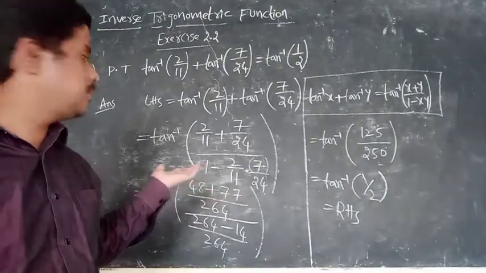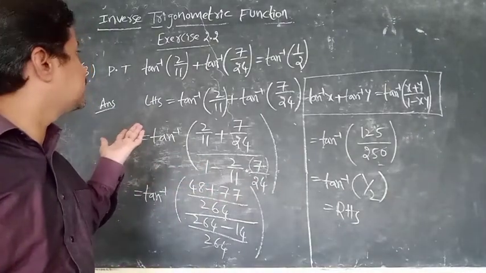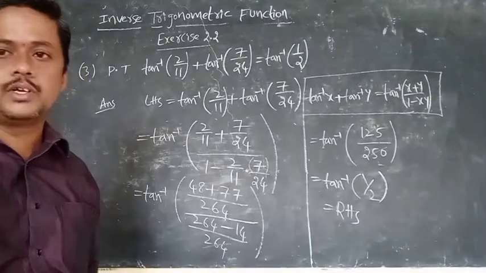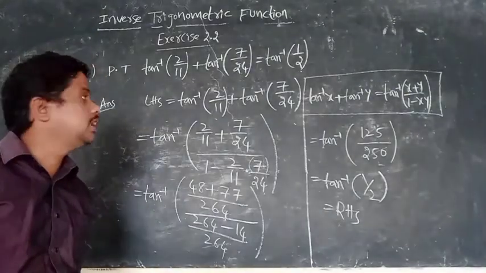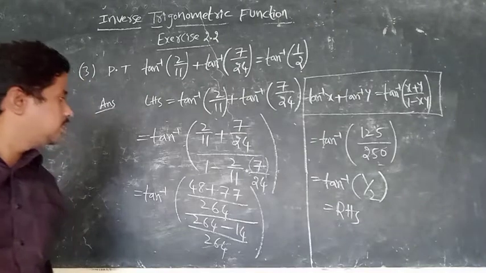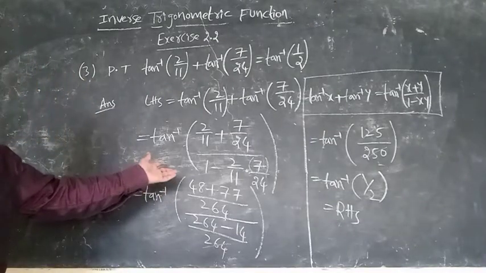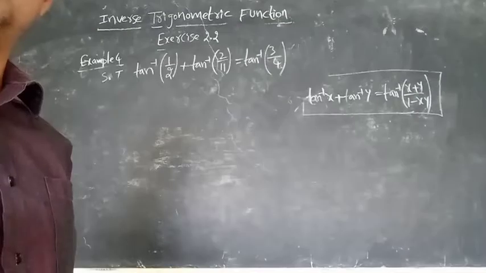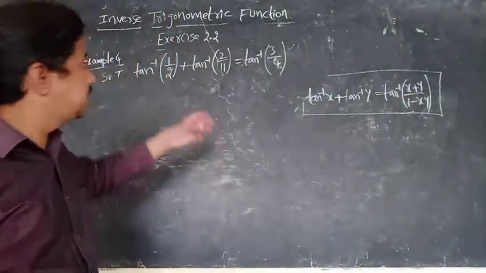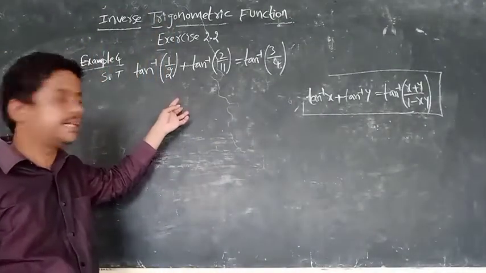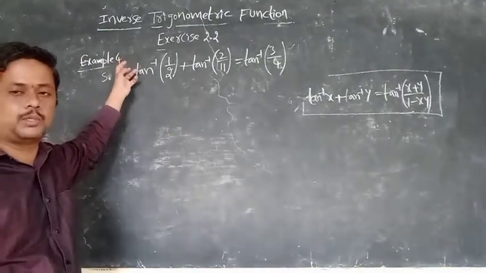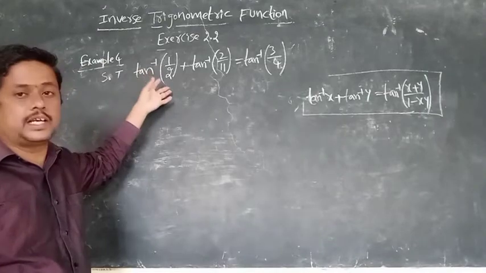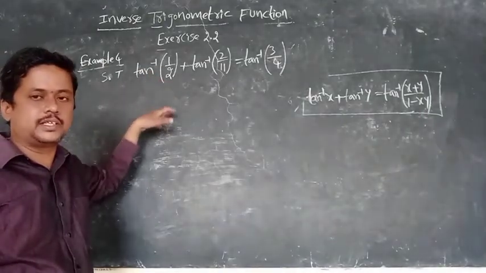Tan inverse of 2 by 11 plus tan inverse of 7 by 24 is equal to tan inverse of 1 by 2. Like that we have to simplify. This is one of the important questions. We will see the next question also. See the next problem, which is related. Example 3 is already done. Example 4 is related to tan, that's why I am doing it this way.